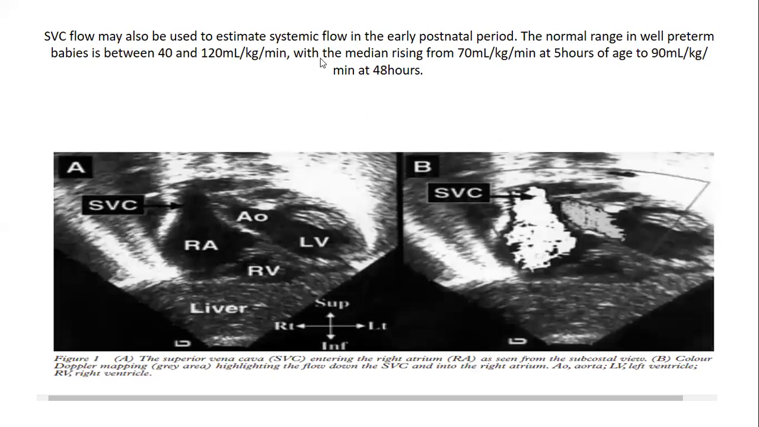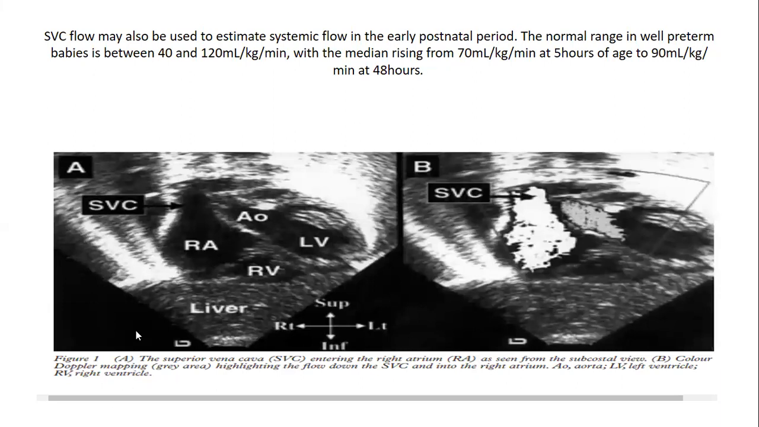As we see in the slide, SVC flow estimation, as I mentioned, is an estimate to measure the systemic flow in the early postnatal period. The normal range in well preterm babies is 40 to 120 ml per kg per minute, with the median rising from 70 ml per kg per minute at 5 hours to 90 ml per kg per minute at 48 hours.